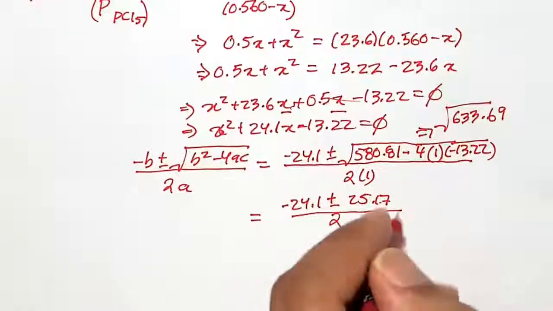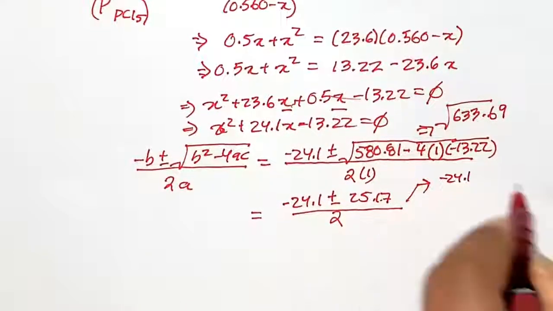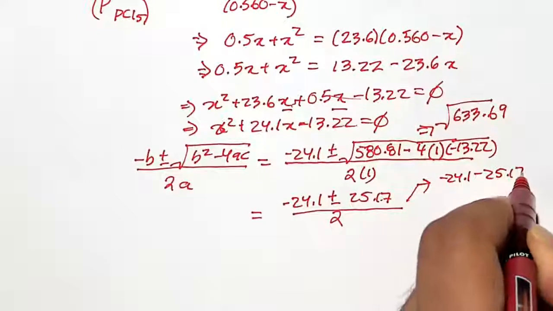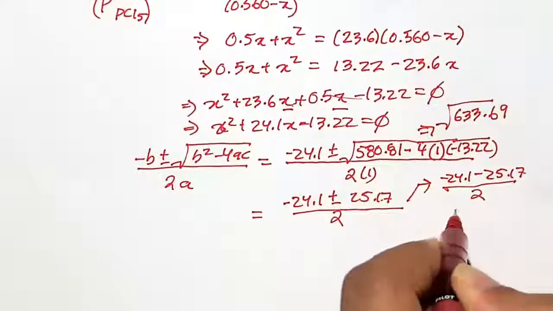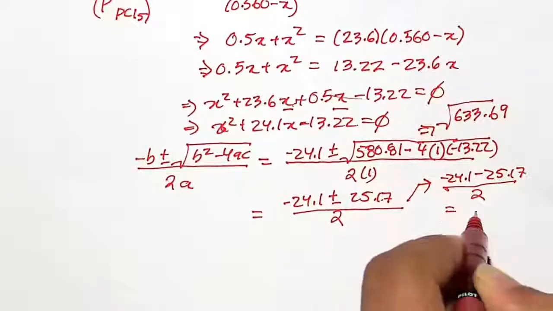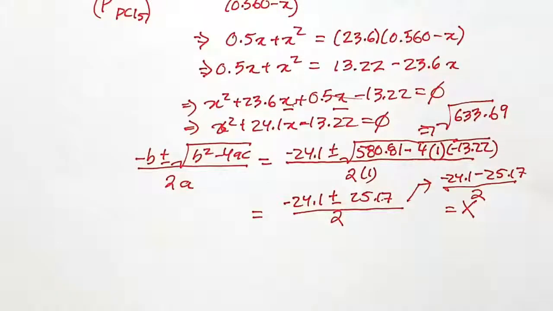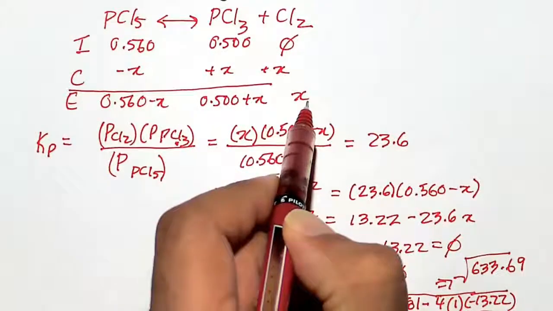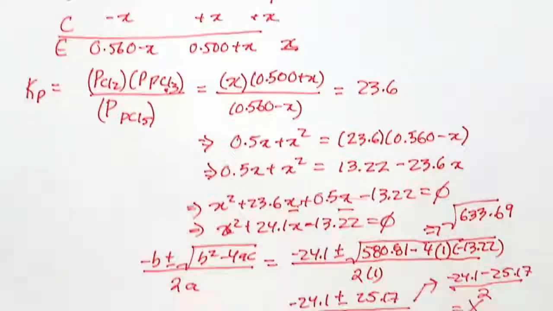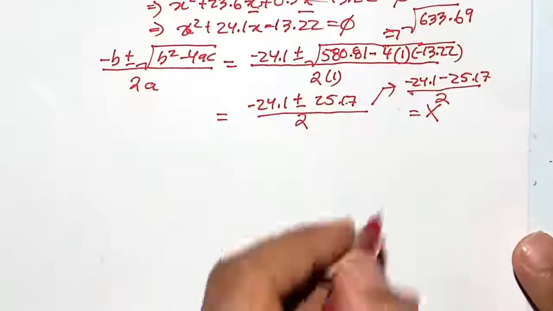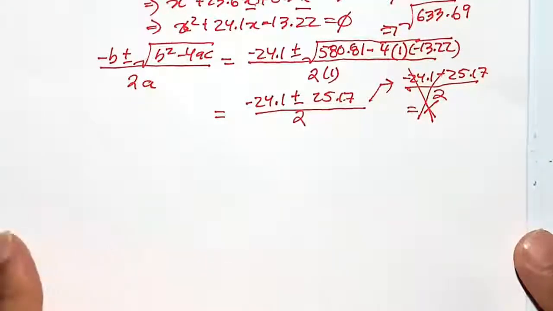I have two values here. I have minus 24.1 minus 25.17 divided by 2. That value is meaningless. That will give you a negative value of x. You cannot have a negative value of x because there's no such thing as a negative pressure. This x value cannot be negative, as it is the equilibrium pressure. So we omit the value, we just simply throw it out.